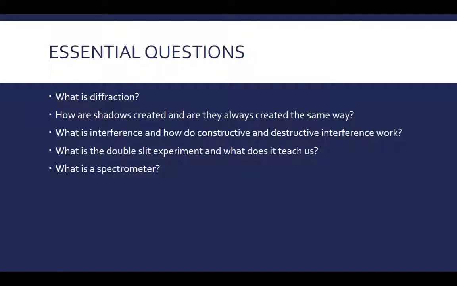Essential questions for today. Number one, what is diffraction? Let's take a look at what that is and how that relates to the properties of waves. Number two, how are shadows created and why are they not always created the same way? Or are they? Number three, what is interference and how do constructive and destructive interference work? Number four, what is the double slit experiment and what does it teach us? We talked about this a little bit already earlier when we were looking at light in our waves unit. And lastly, what is a spectrometer?